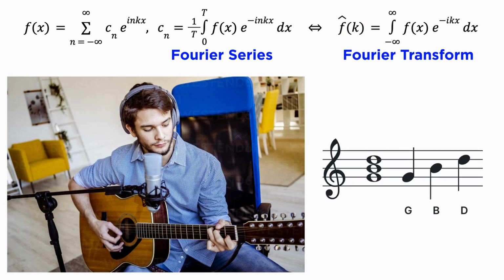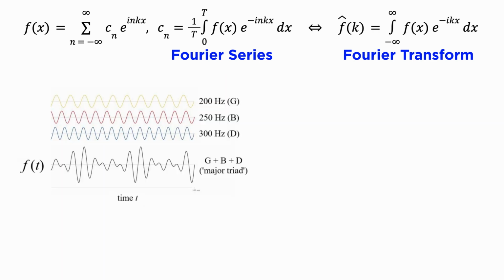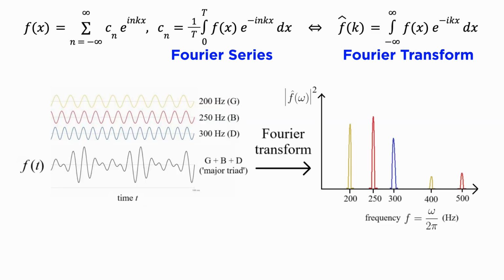For example, if a musician plays a guitar chord at, say, 3 different frequencies, and we record the sound wave produced in the air and take its Fourier transform, we can expect to see significant peaks in our function f hat of k at frequency values k corresponding to the 3 individual notes in the chord. We will also find smaller peaks at double, triple, and so on of these frequencies, since these are the higher harmonics of the fundamental frequencies.